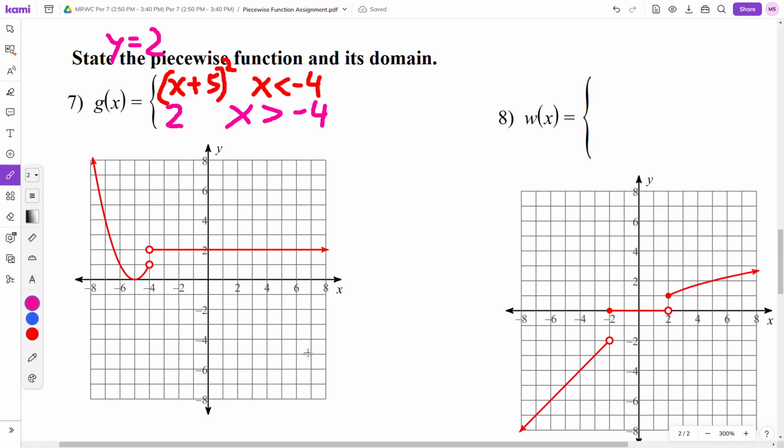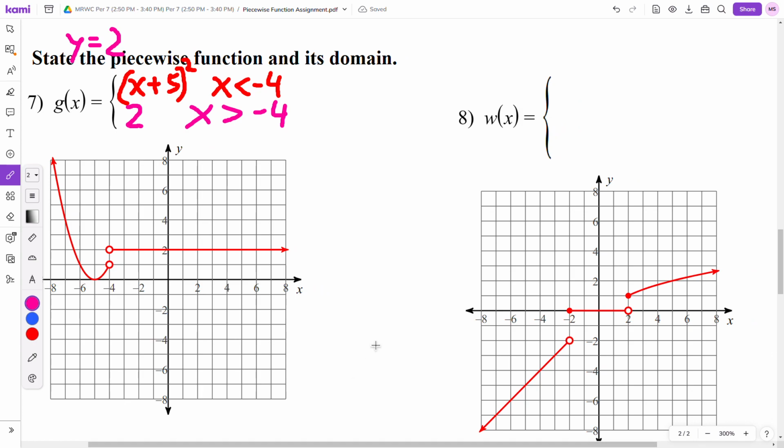Next problem. Try to work out number 8 right now. Pause this video and make your best attempt. We will return shortly for the answer. And we're back.